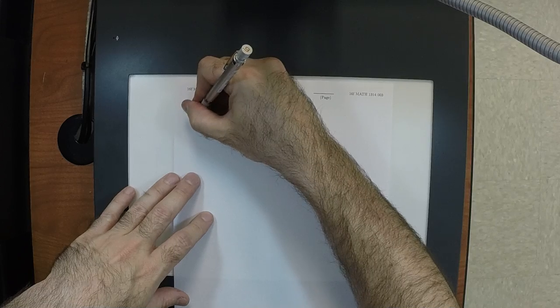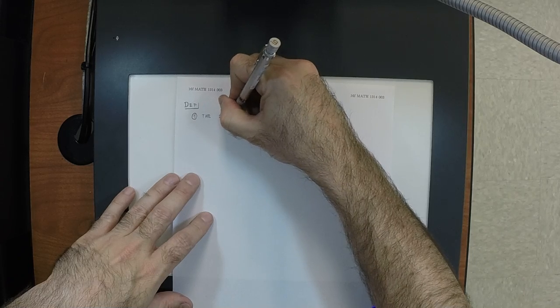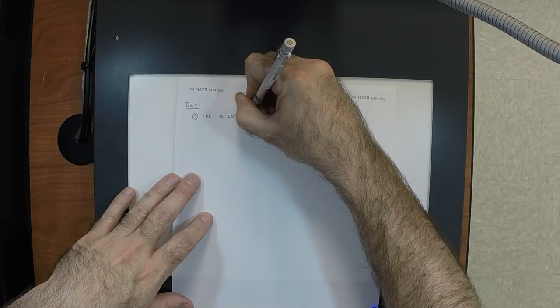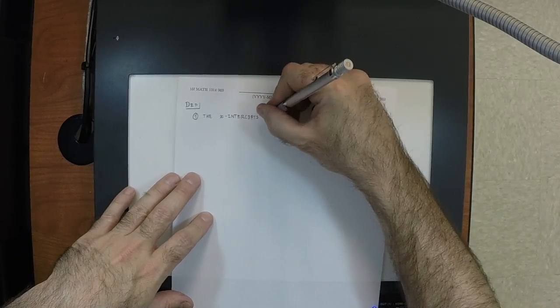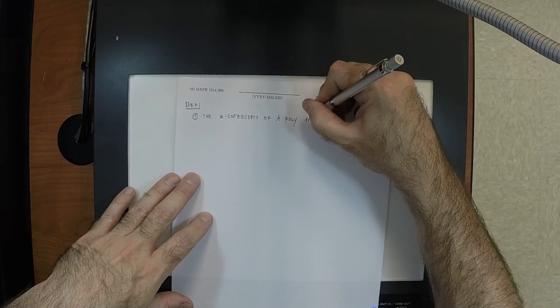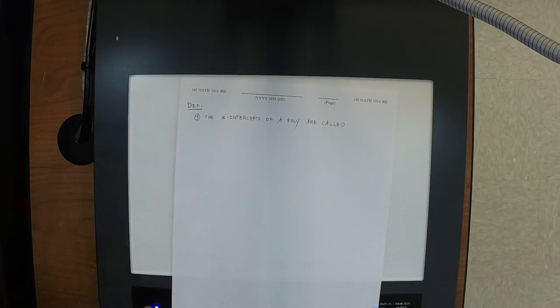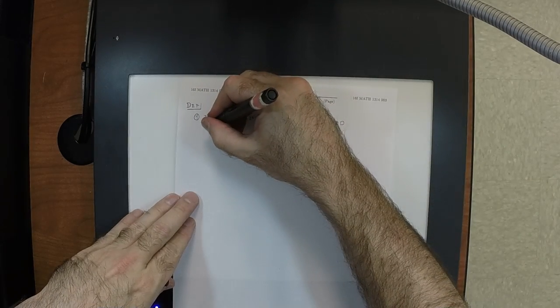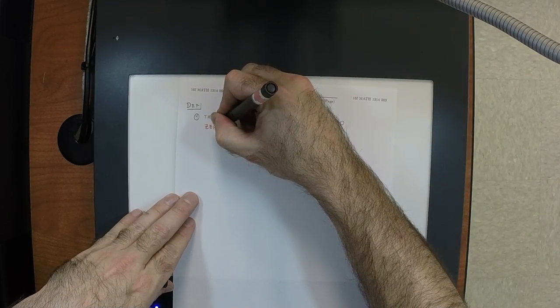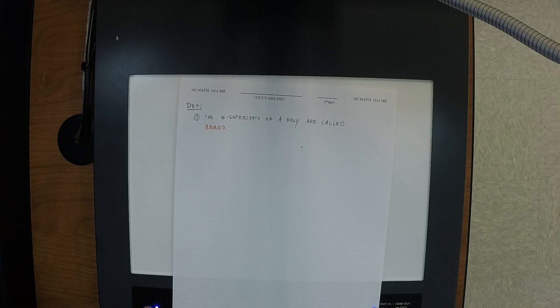Definition. So the x intercepts of a polynomial are called zeros. They're called zeros because they are inputs so that the output is zero. And that's the reason why they are referred to as zeros.